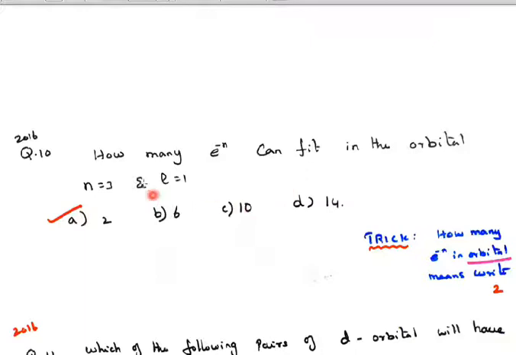So next question, 2016: how many electrons can fit in the orbital of n equal to 3 and l equal to 1? You just see the word orbital. If you see the word orbital, any orbital, p orbital, px orbital, py orbital, pz orbital, or dxy or dyz or dxz or dx square minus y square or dz square, everything will have only 2 electrons, not more than 2 electrons. So if they ask how many electrons in an orbital, simply you write 2 as the correct answer.